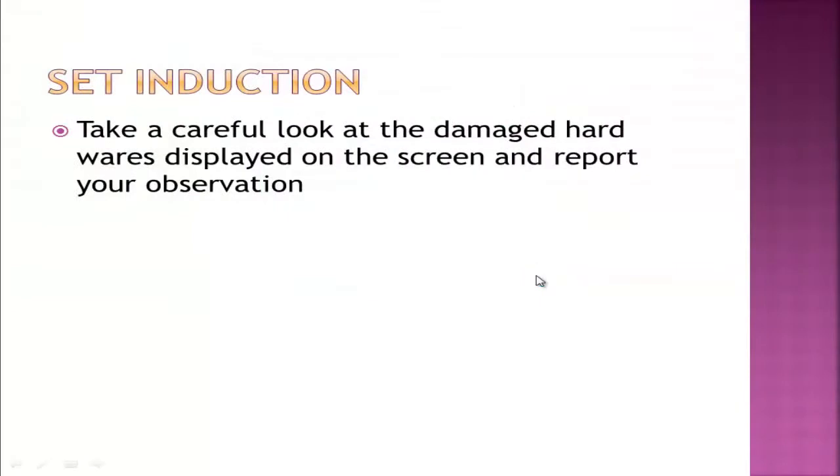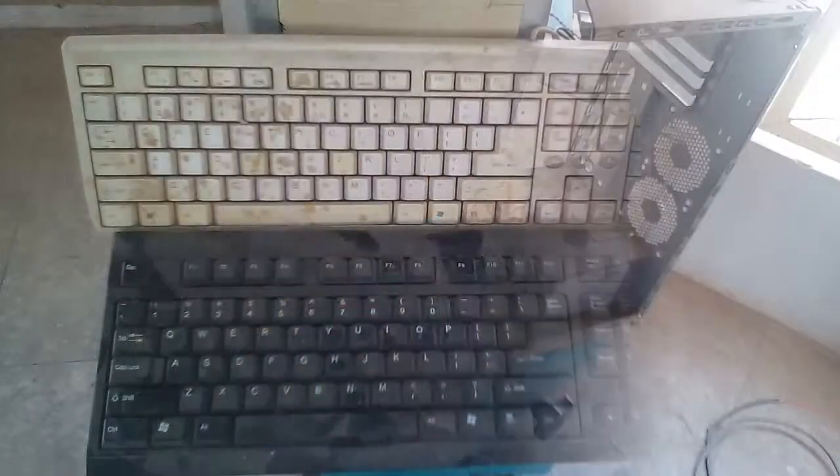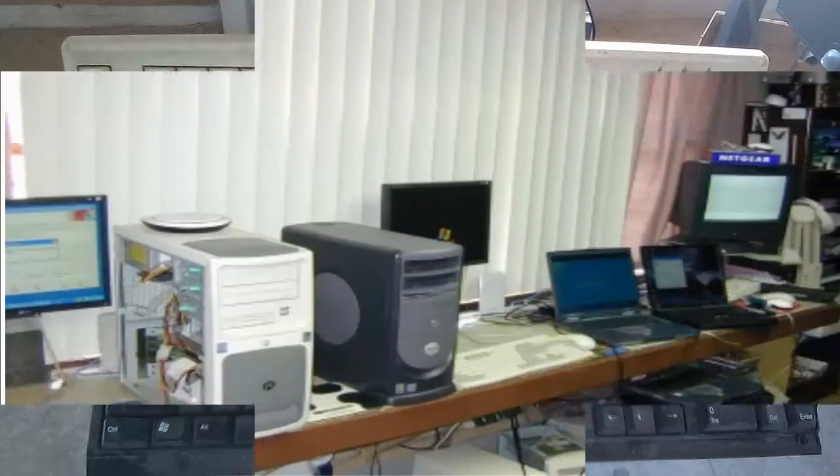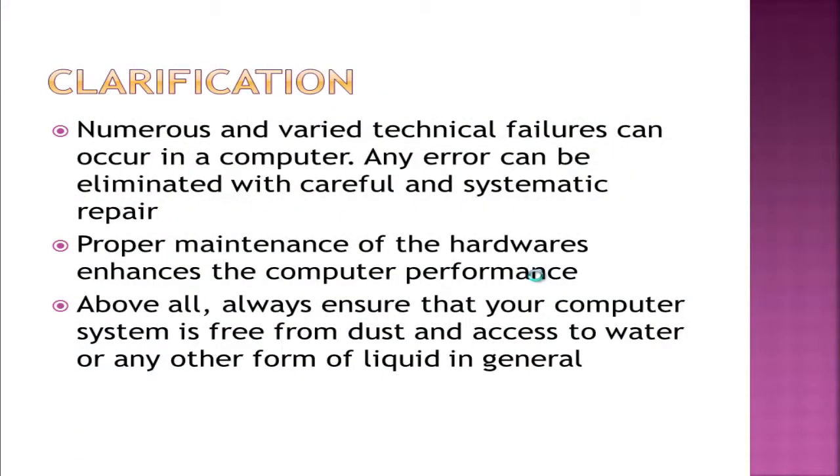Now, I want you to take a careful look at the damaged hardware displayed on the screen. You're going to brainstorm so that you can report your observation. From what you have seen, we'll be able to sum up that there are various types of technical failures that can occur in a computer. Any error can be eliminated with careful and systematic repairs.